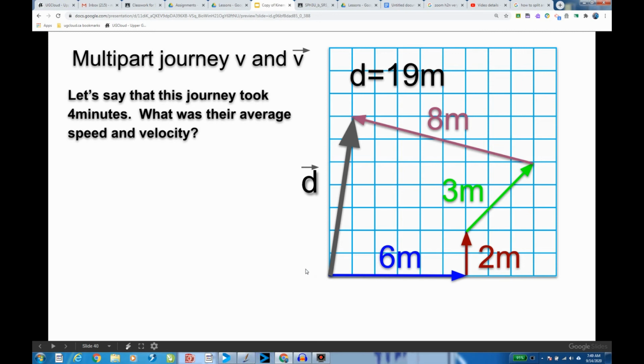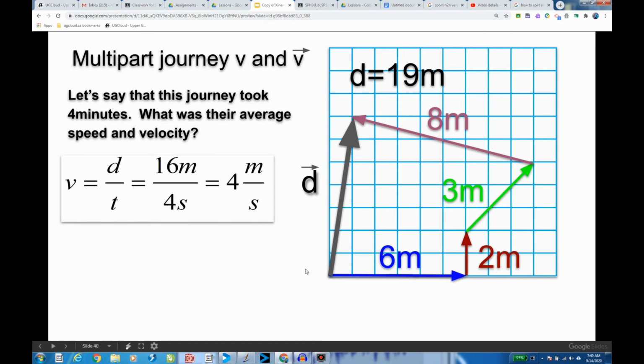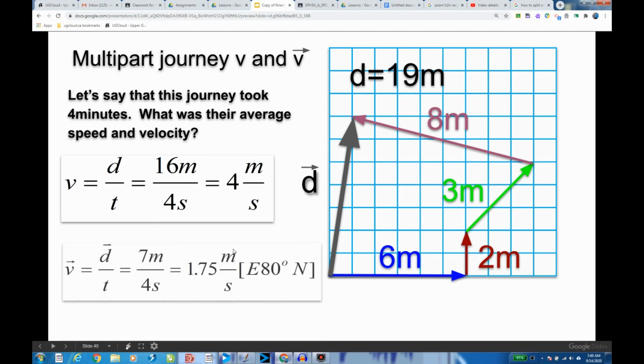What would be the speed and velocity now under this circumstance? Well, we knew the distance was 16 meters. Look what I've done. No, I must fix that. 16 meters over 4 seconds is 4 meters per second. Remember, that's 6, 8, 16, no, 19. 19. Okay. There's my error. Oh, that's even harder to fix. Dang. That's going to take me half an hour to change that graphic.